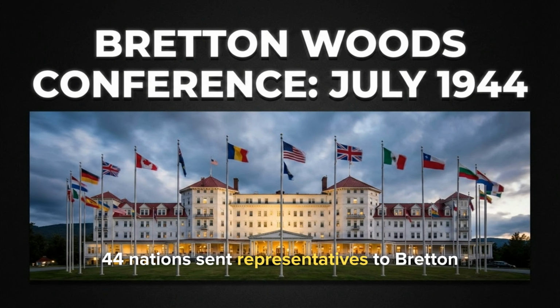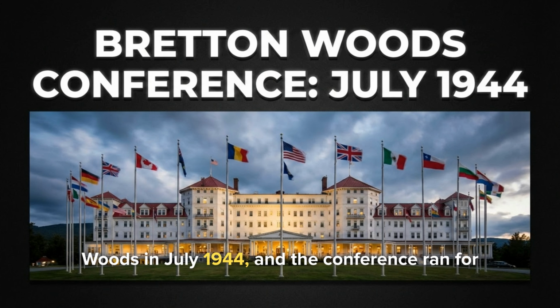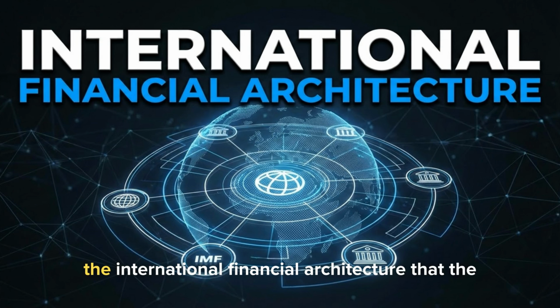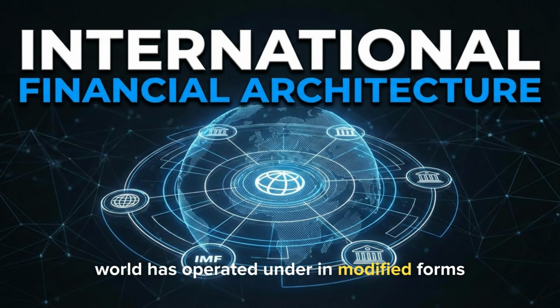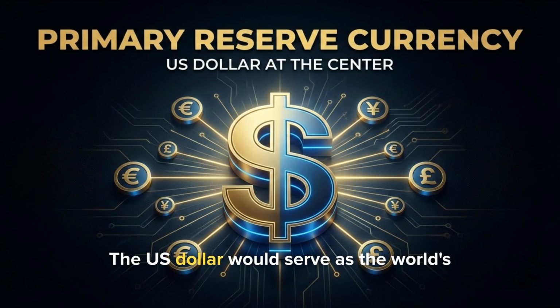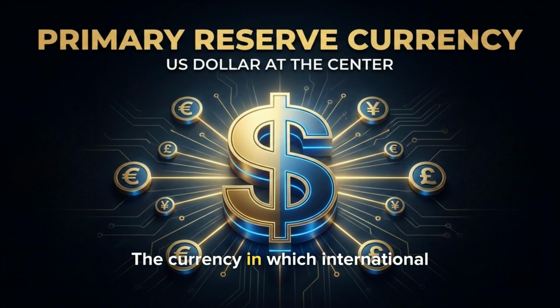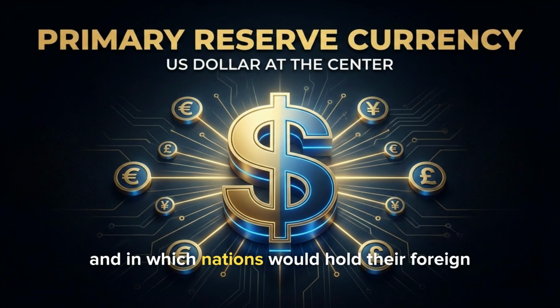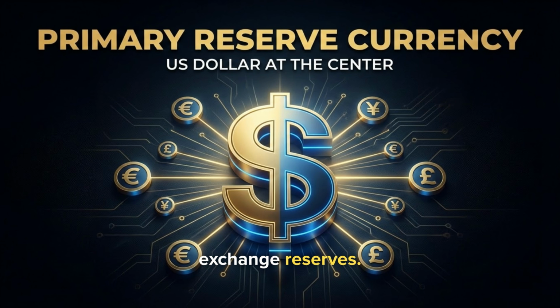44 nations sent representatives to Bretton Woods in July 1944, and the conference ran for 3 weeks. The outcome of that conference established the international financial architecture that the world has operated under, in modified forms, ever since. The core decisions made at Bretton Woods were the following. The US dollar would serve as the world's primary reserve currency, the currency in which international transactions would predominantly be settled, and in which nations would hold their foreign exchange reserves.